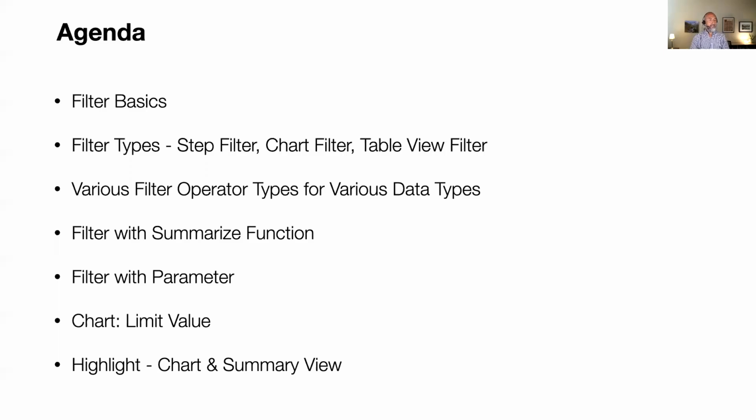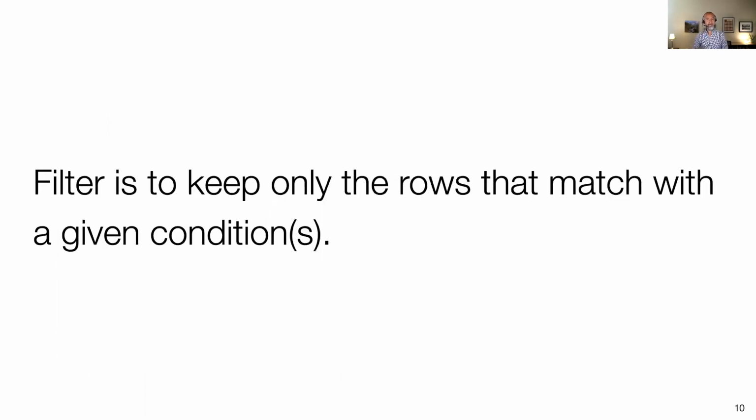And these are the filter types. Filter topics, starting from the filter basics and all the way through, maybe the summarize function and parameters, and also some things like limit value or highlight. Those are the ones that don't seem like a filter, but actually do very similar jobs to what you'd expect with a filter. So let's start with the filter basics, and this is really just the basic things.